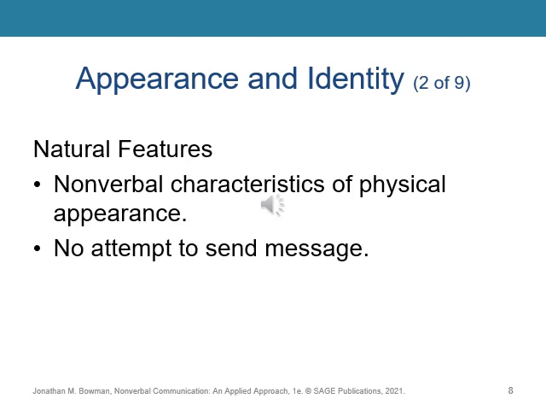Natural features are nonverbal characteristics of physical appearance that are relatively difficult to change. For example, while Lisa has a Nigerian ancestry with dark natural hair and tight helix curls, her lab partner Rick, who is biracial, has freckles on his cheeks from his Scottish heritage and almond-shaped eyes inherited from his mother. While there may be no attempts to send messages with natural features, messages are received based on these features.